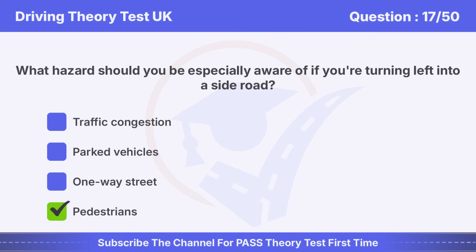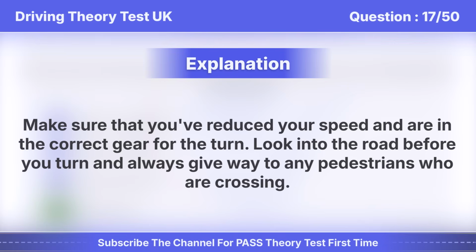Answer is D. Pedestrians. Make sure that you've reduced your speed and are in the correct gear for the turn. Look into the road before you turn and always give way to any pedestrians who are crossing.